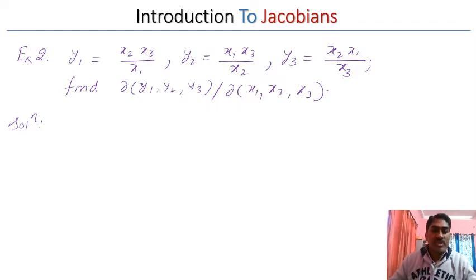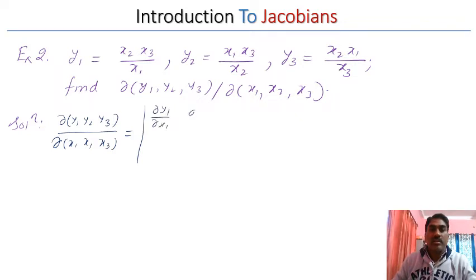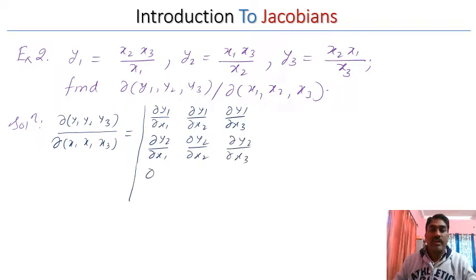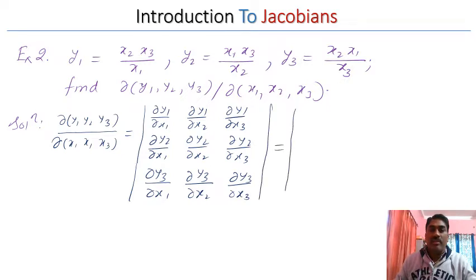So write the definition of the Jacobian. Jacobian of y1, y2, y3 with respect to x1, x2, x3 is equal to the determinant of ∂y1/∂x1, ∂y1/∂x2, ∂y1/∂x3, then ∂y2/∂x1, ∂y2/∂x2, ∂y2/∂x3, then finally ∂y3/∂x1, ∂y3/∂x2, and ∂y3/∂x3. So find these partial derivatives and you can find it easily.